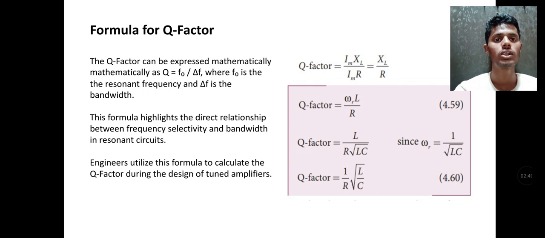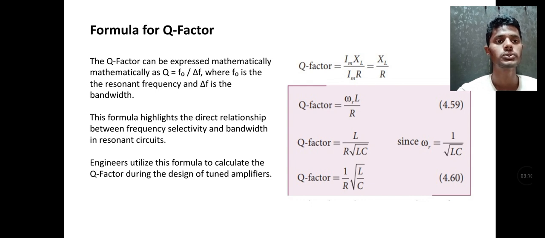The formula for quality factor: the Q factor can be expressed mathematically as Q equals F naught by delta F, where F naught is the resonant frequency and delta F is the bandwidth. The formula highlights the direct relationship between frequency selectivity and bandwidth in resonant circuits.